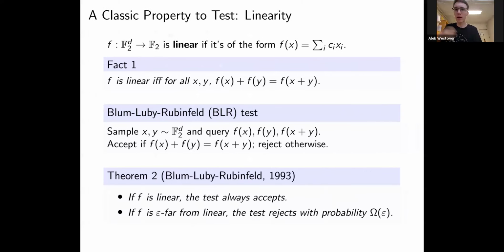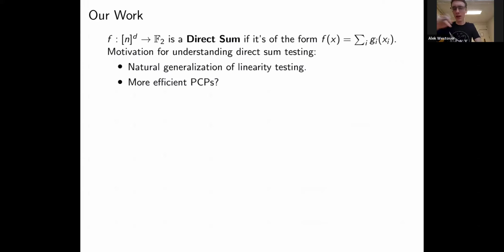And it might be less obvious why this is the case, but it turns out that if f is far away from linear, then there are no functions which are far from linear but still have f(x) + f(y) = f(x+y) on most random inputs. So specifically, we're going to reject epsilon-far functions with probability Omega(epsilon). And that's kind of the best thing you could possibly hope for. Okay, so that's the story with this classic property of linearity.